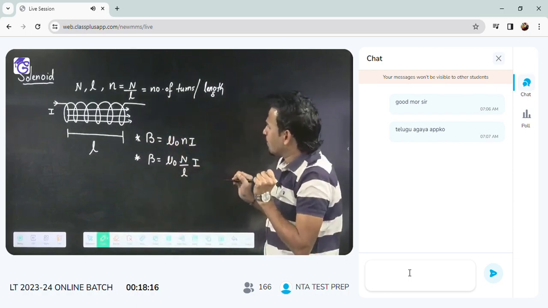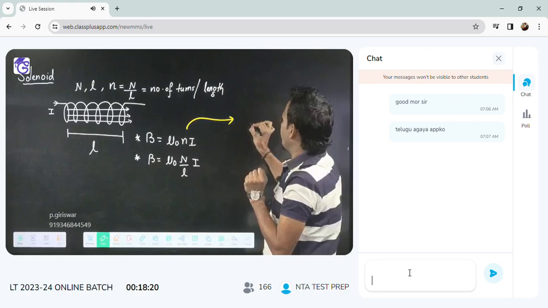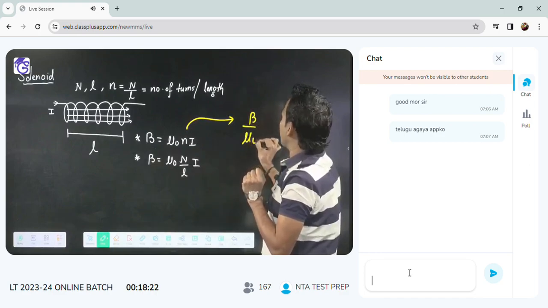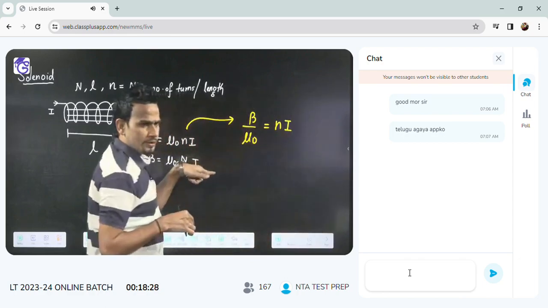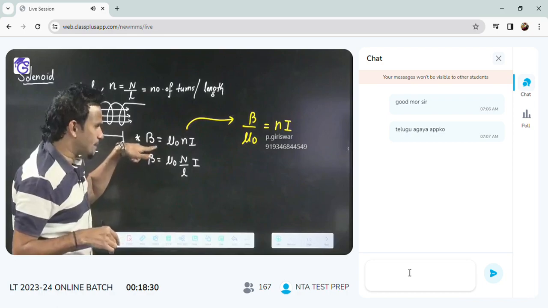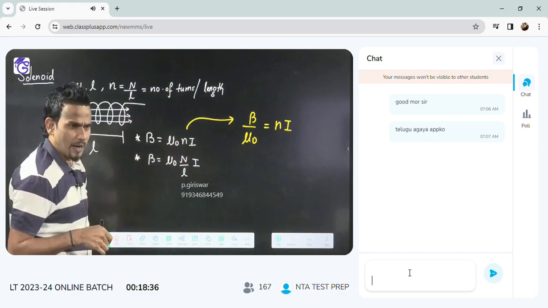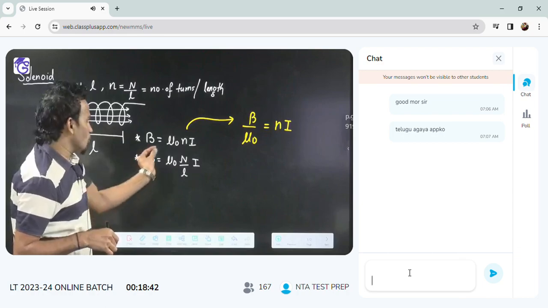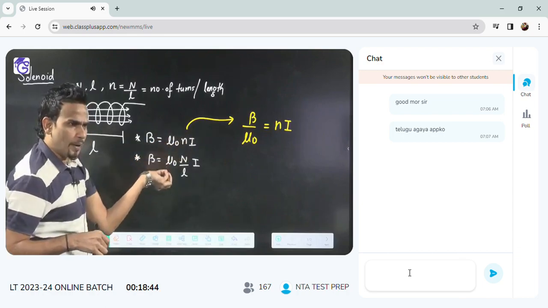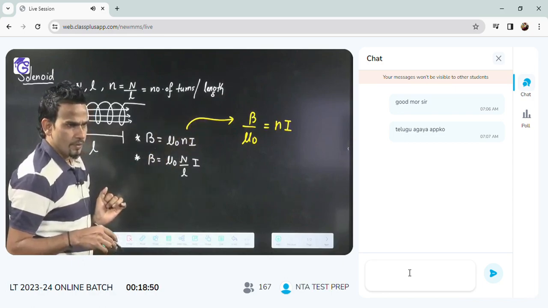Sometimes what happens, from here you can write B by mu naught will be equal to Ni. Can you tell me what is this B by mu naught? This is done in magnetism and matter. Maybe you have done it or not, so that's why I'm telling. Again, we are revising this part. B equal to mu naught Ni. You can bring mu naught this side, so you'll get B by mu naught equal to Ni. What is B by mu naught?